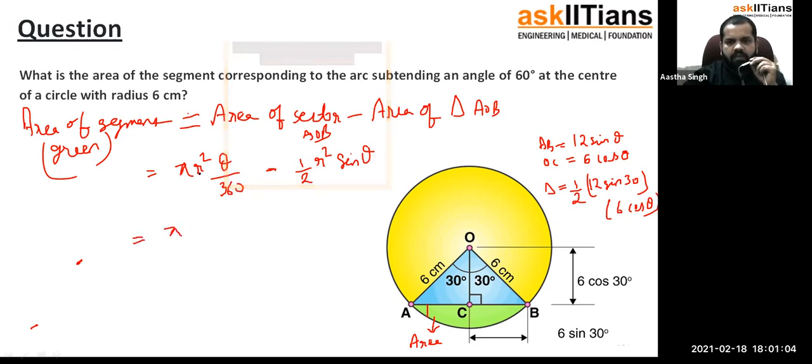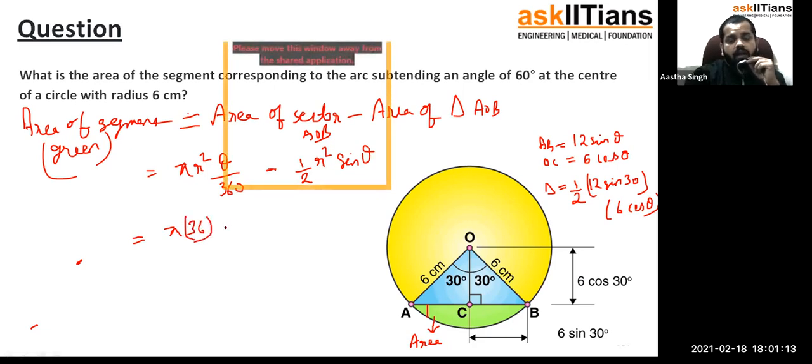So, what is radius r? Radius is 6, and 6 square will become 36 into theta. What is theta? The angle subtended at the center is 60 degrees. Just write 60 upon 360, right? Minus 1 by 2 r square. Radius is 6, 6 square is 36 into sin 60. Sin 60 value is root 3 upon 2.